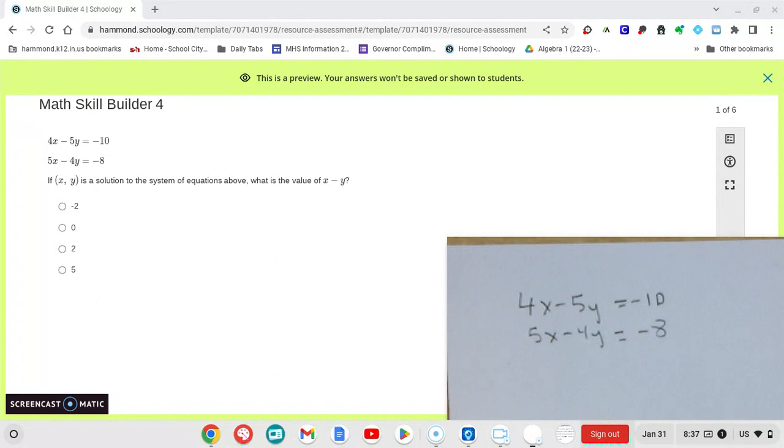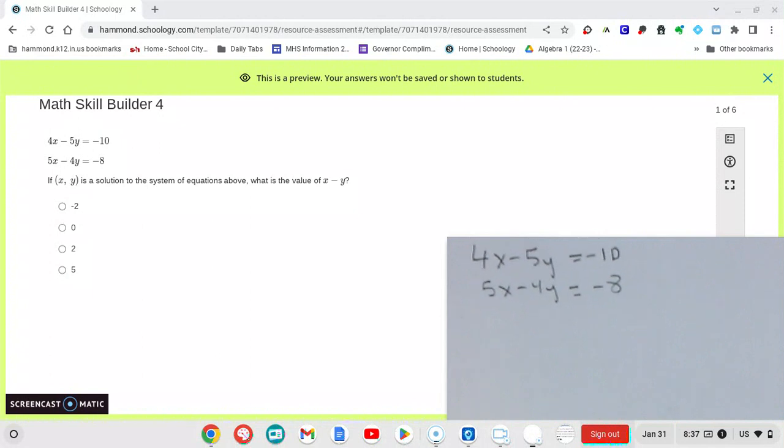So sorting through this problem, nowhere does it say solve the system. We're told that we have this solution to the system of equations, and then asked what's the value of x minus y. But in order to find the value of x minus y, we need to know what x and y are. So it's implied that we need to solve this.